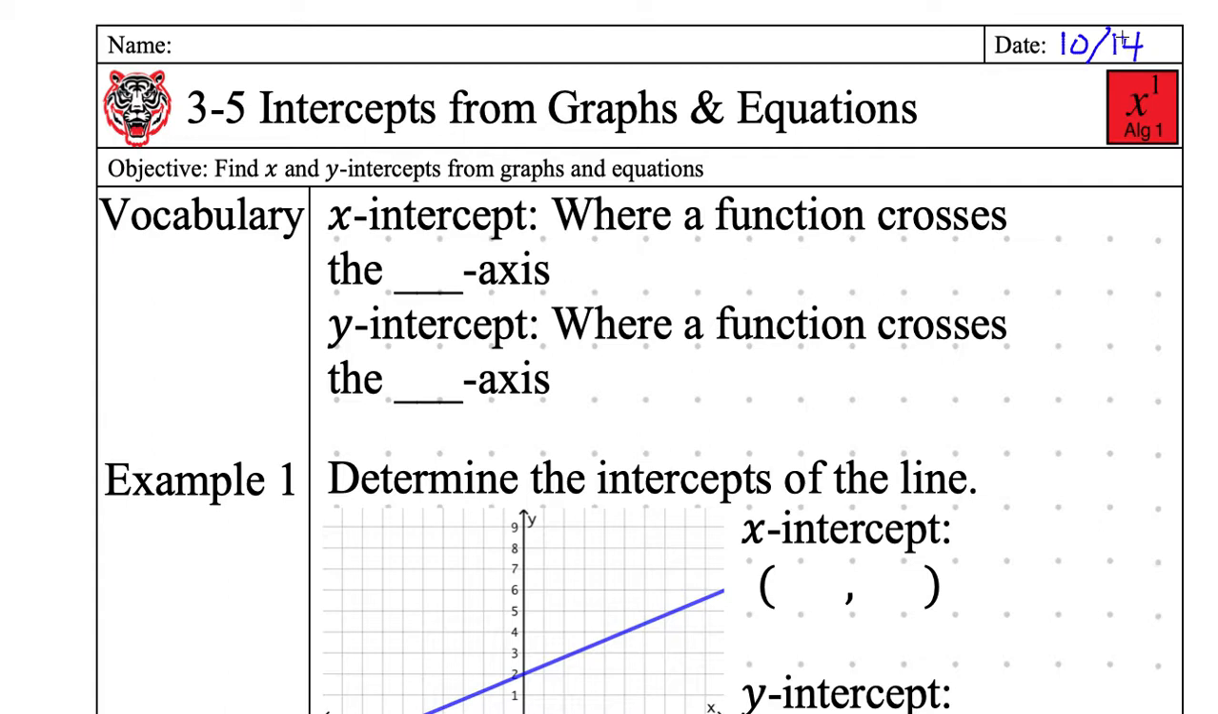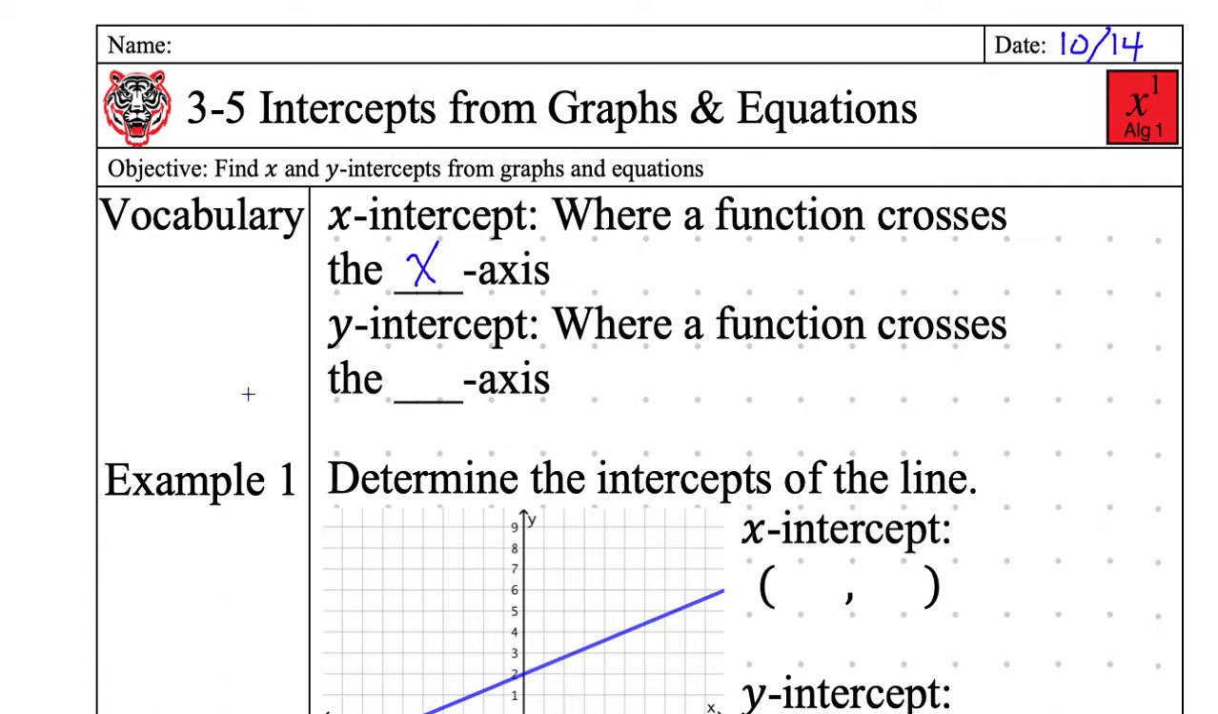Kira was first. Find X and Y intercepts from graphs and equations. There it is. So since we're finding X and Y intercepts, it would help to know what those things are. An X-intercept is where the function crosses the what axis? What is your guess here, Wyatt? The x-axis. It is indeed the x-axis. Nice and straightforward there. Thank you, Wyatt. You can come in and turn your card.